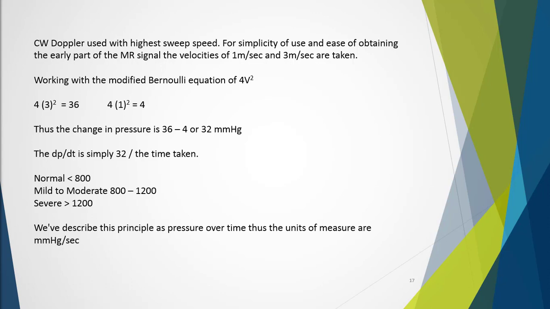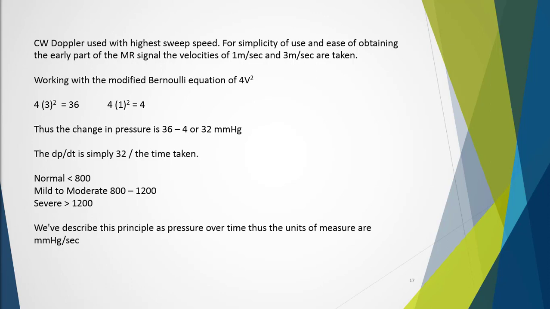Working with the modified Bernoulli equation, we know that 3 squared times 4 is 36, and 1 squared times 4 is 4. Thus, it's the pressure change between 36 minus 4, or 32 millimeters of mercury. So the dP/dt is simply 32 divided by the time taken.